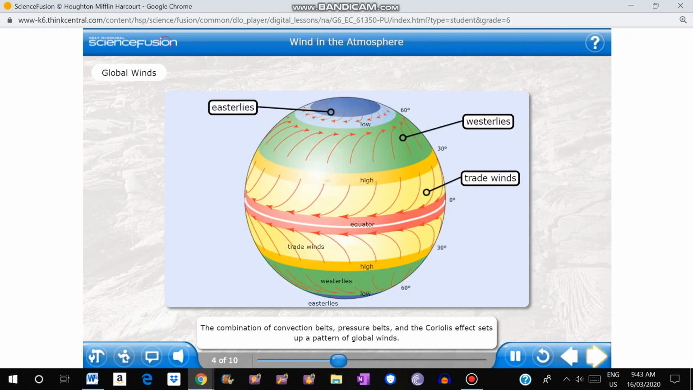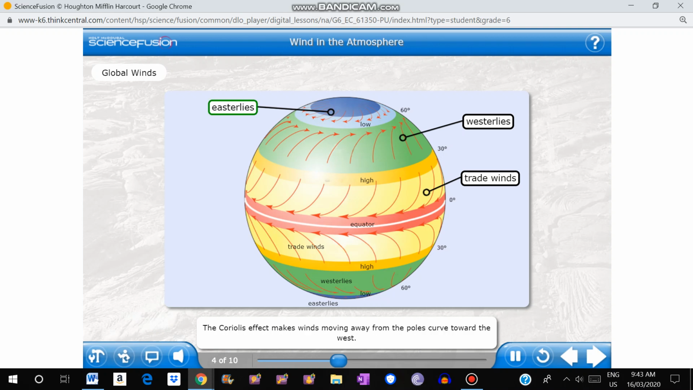The combination of convection belts, pressure belts, and the Coriolis effect sets up a pattern of global winds. These winds are named for the direction from which they blow. Click each type of wind to learn more about it.